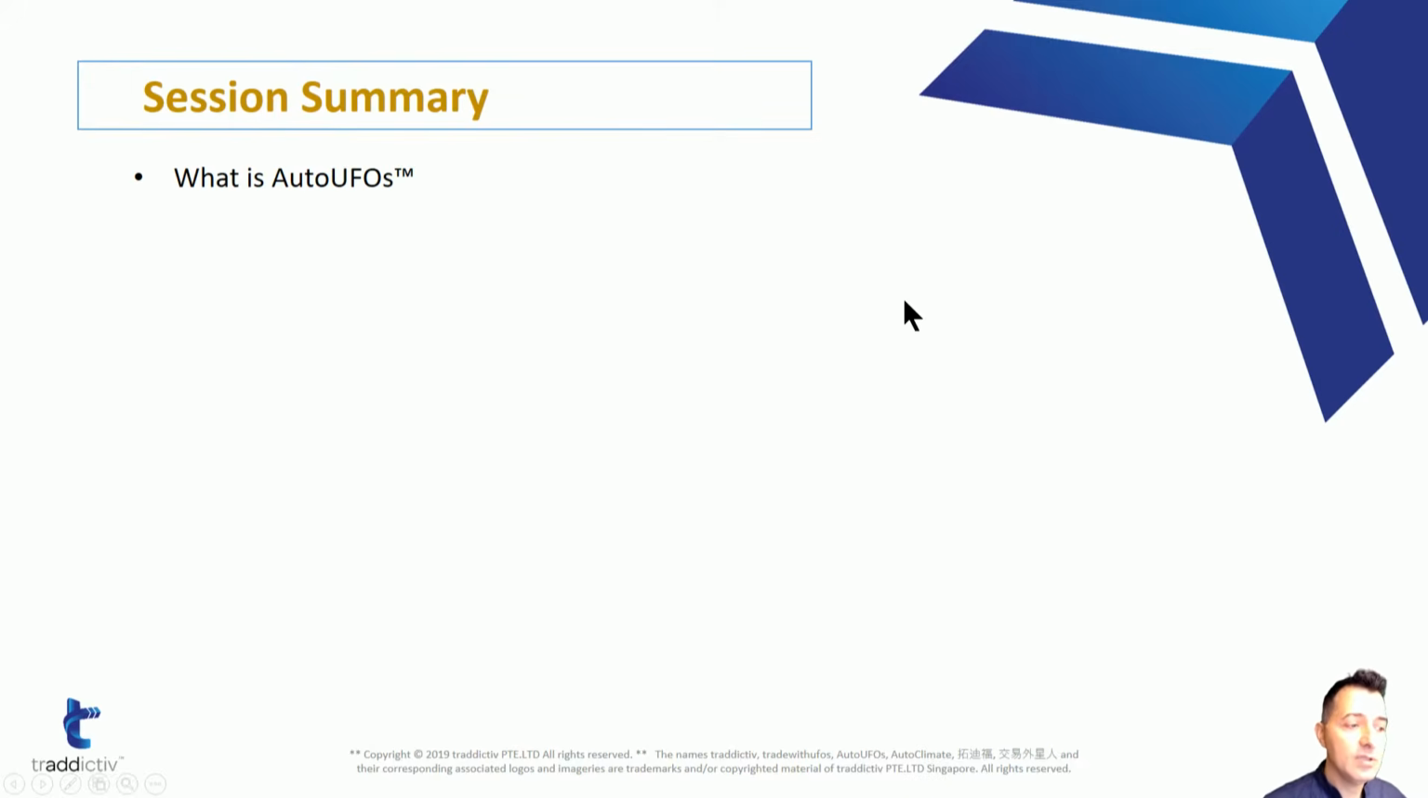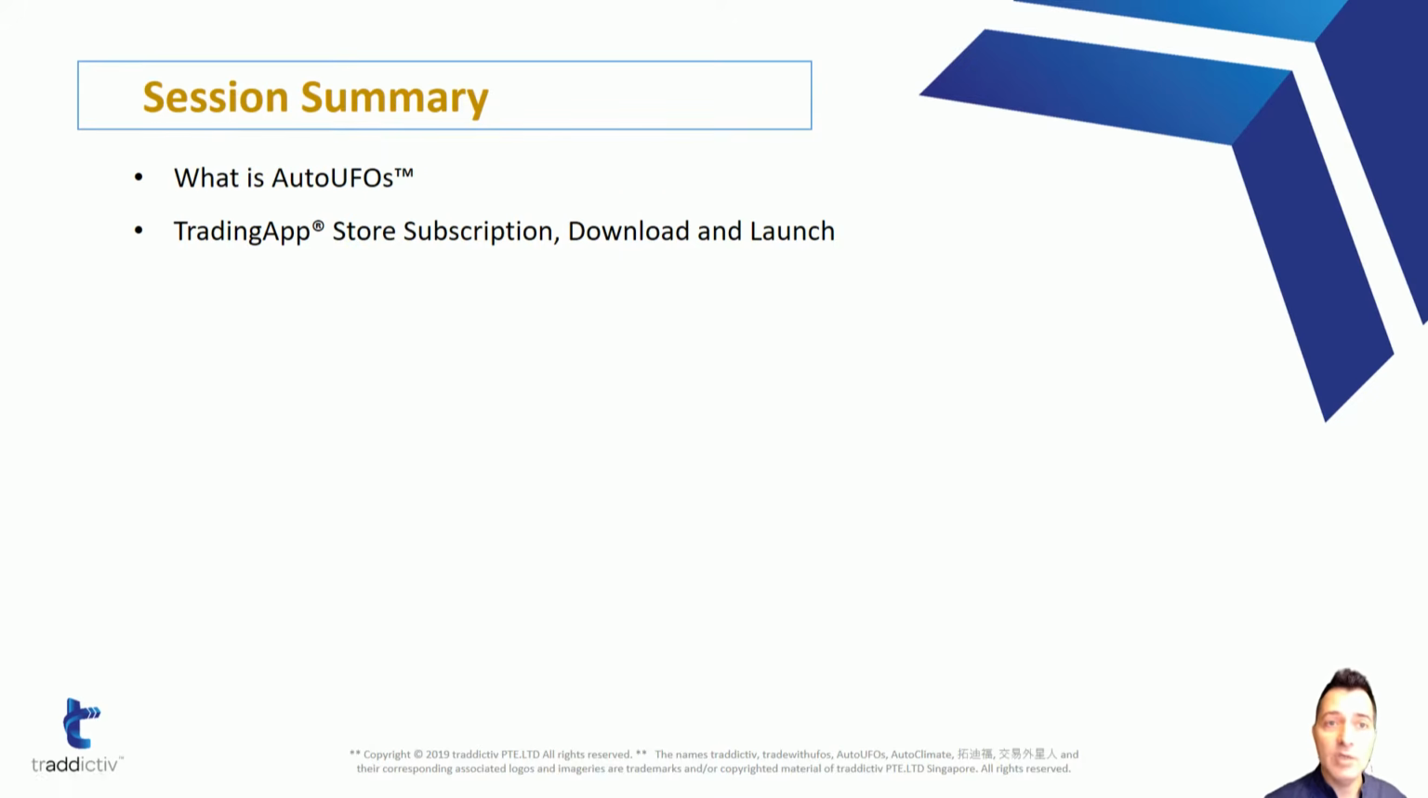So the session summary for today would have us first look at Auto UFOs to understand better what it is, what it does, how you can utilize it by itself, or also combine it with other techniques that you may be utilizing at the current time. We'll look at the subscription process, the download and the launch of the app inside TradeStation.